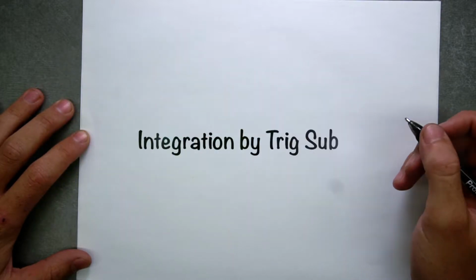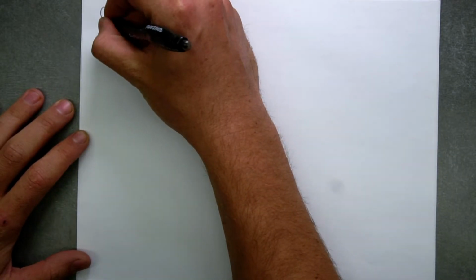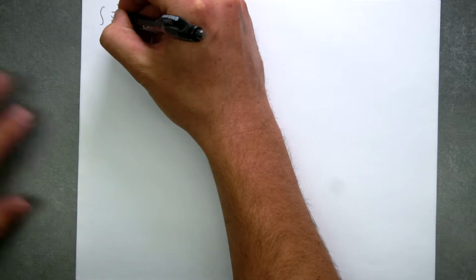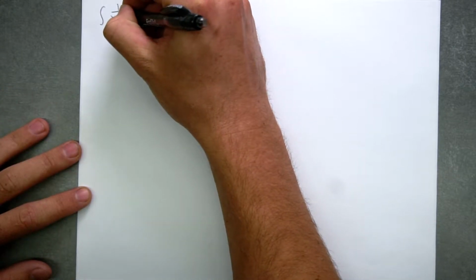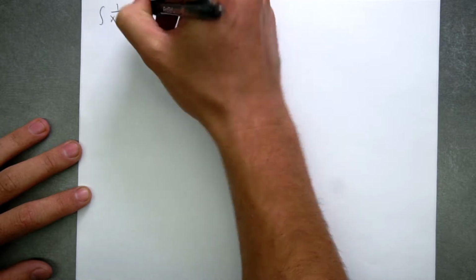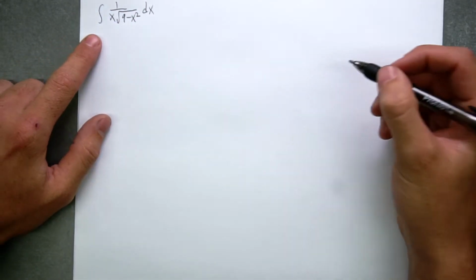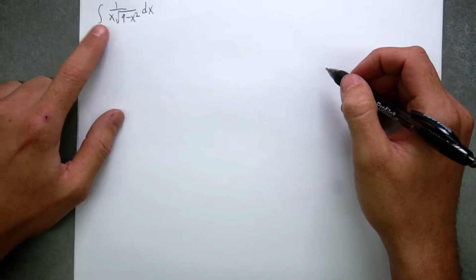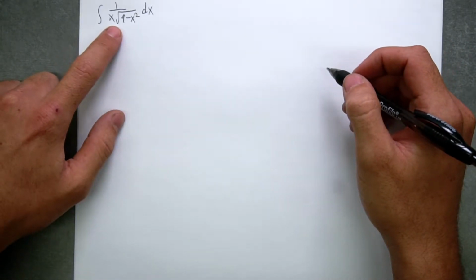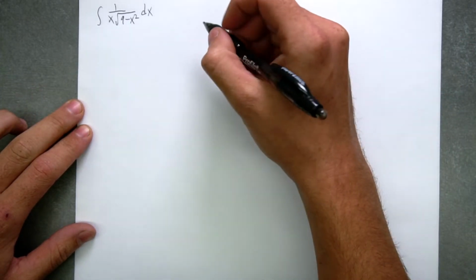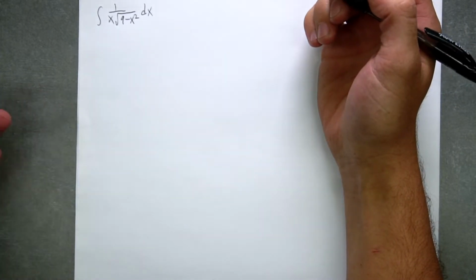Today we're going to be going over trig subs in integrals. The example that we're going to be examining today is the integral of 1 over x square root of the quantity 9 minus x squared. In order to start this problem, we have to do a trig sub.